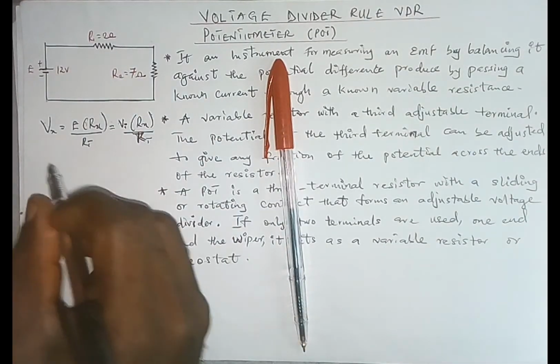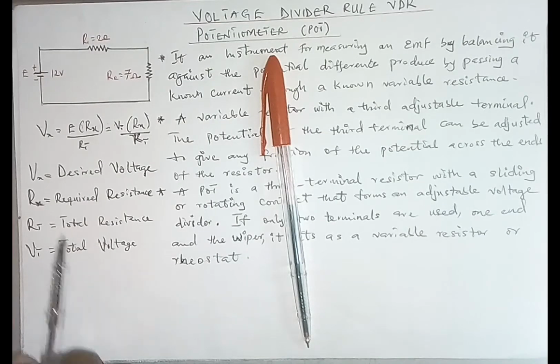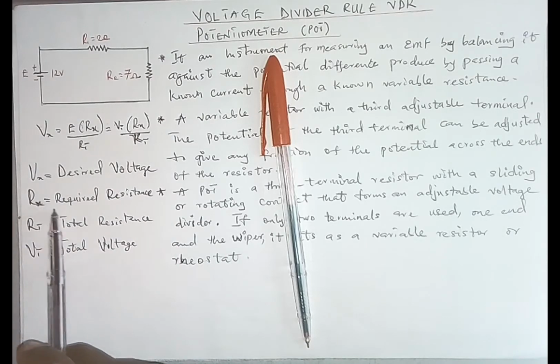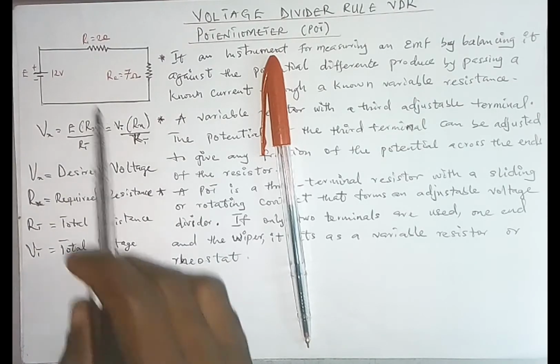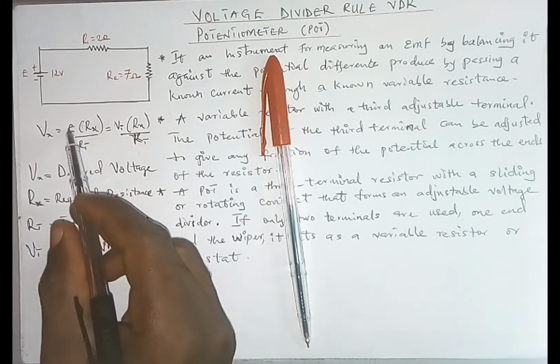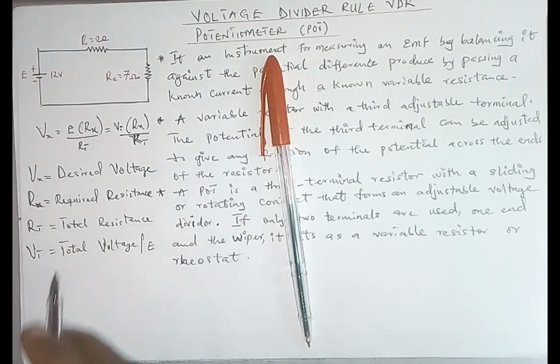So what do we mean when we are talking of Vs here? Let's quickly analyze. Vs is the desired voltage that we need, Rs is the required resistance, RT is the total resistance in the circuit, and last but not least, Vt is the total voltage. E can also serve as our total voltage, or we normally use E.